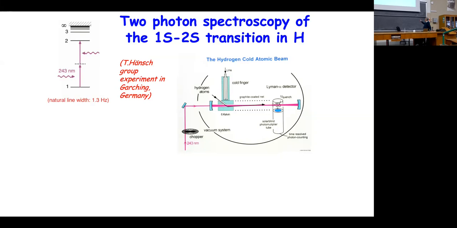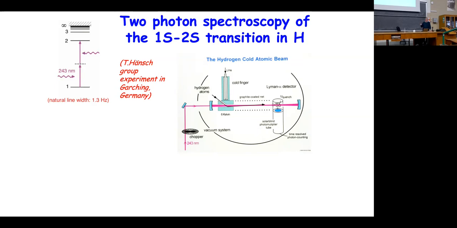Here you have a finger which is cooled to liquid helium temperature, because we want to have cold hydrogen in order to decrease the velocity of the atoms and the second order Doppler shift. So you have atoms which go rather slowly and which propagate along the beam while they interact with the two counter-propagating laser beams. When they reach the detection zone here, they are submitted to an electric field which mixes 2s with 2p. So it immediately quenches the 2p state, which decays, emitting a Lyman alpha photon, which is detected by this photodetector.